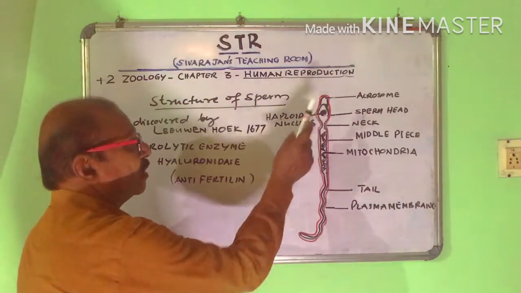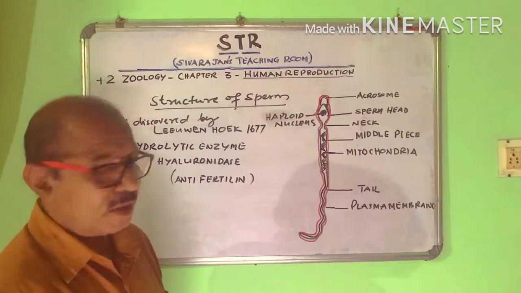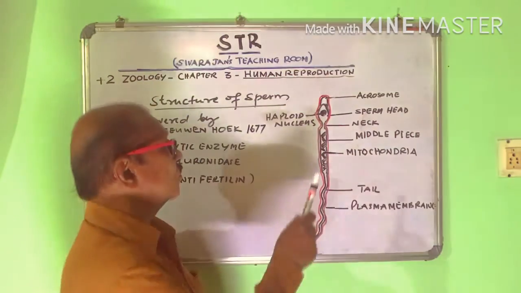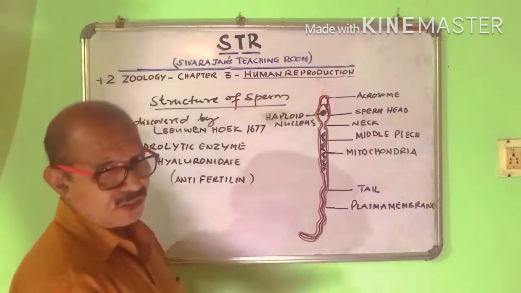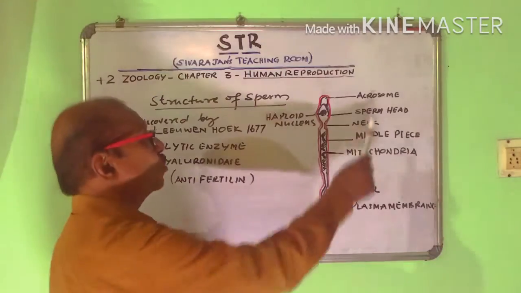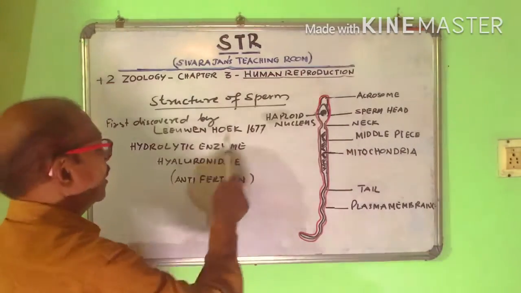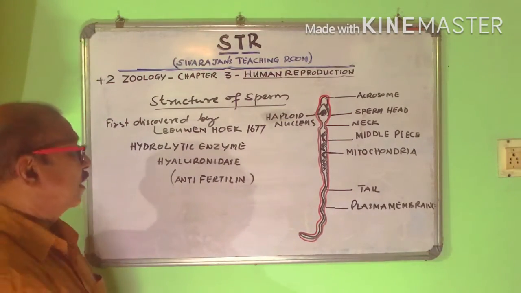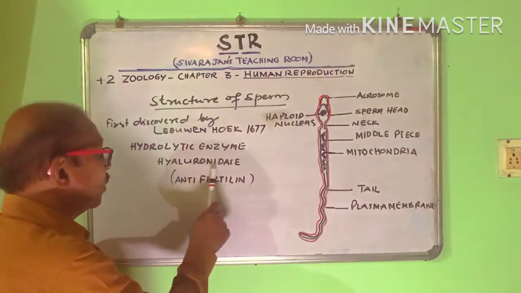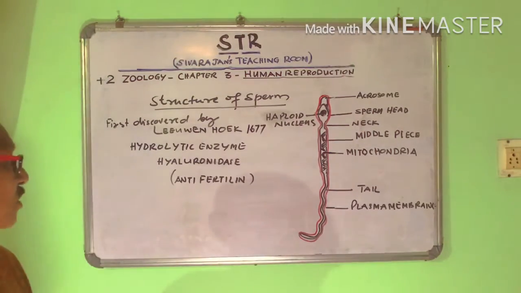At the anterior end of the nucleus, or we can say the head, there is a cap-like structure called the acrosome. The acrosome contains a hydrolytic enzyme. The enzyme's name is hyaluronidase.